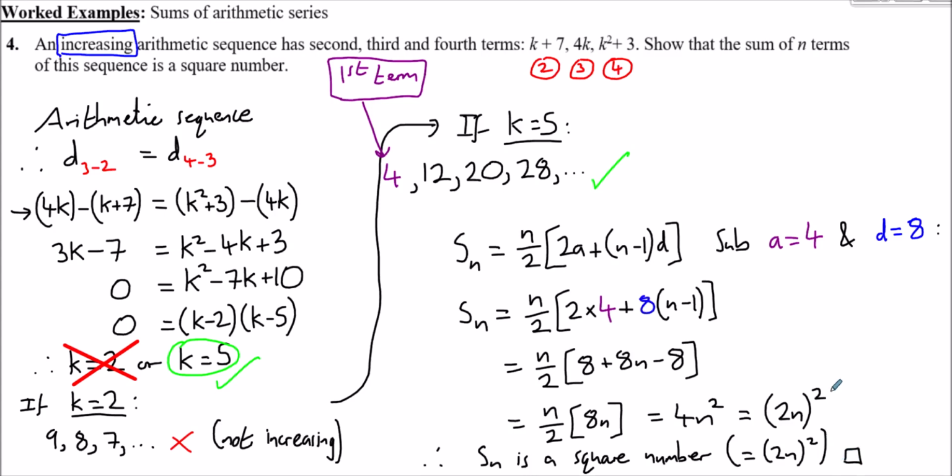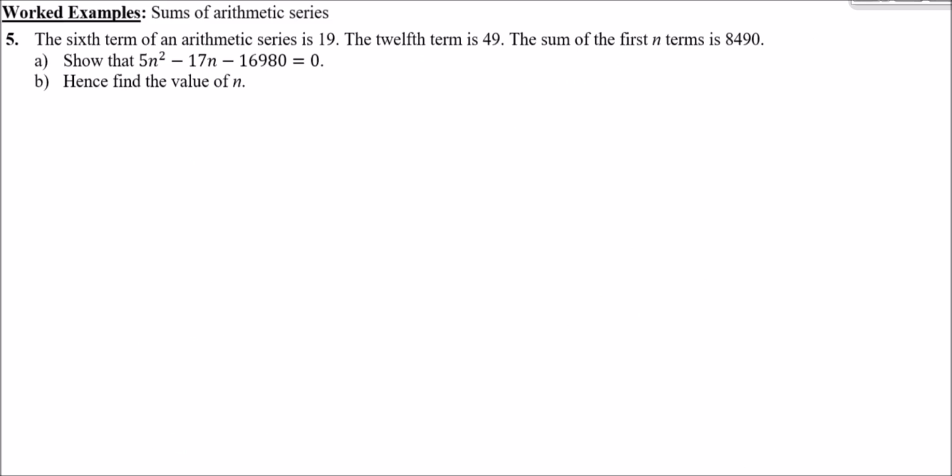Now we can finally have a look at worked example number 5. Last but not least, worked example number 5. We're told the 6th term of a sequence is 19 and the 12th term is 49. The sum of the first n terms is 4,890. Part A, we need to show that this horrible quadratic equation is the case. So the 6th term, we're told, is 19. Up to the 12th term is 49. So let's think what this means.